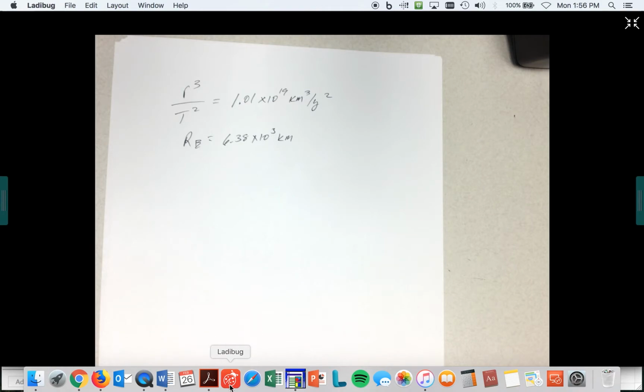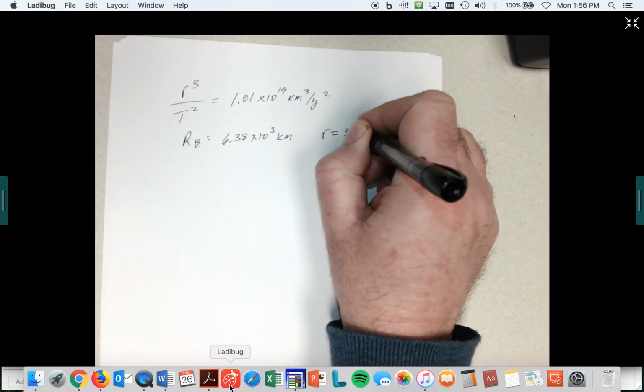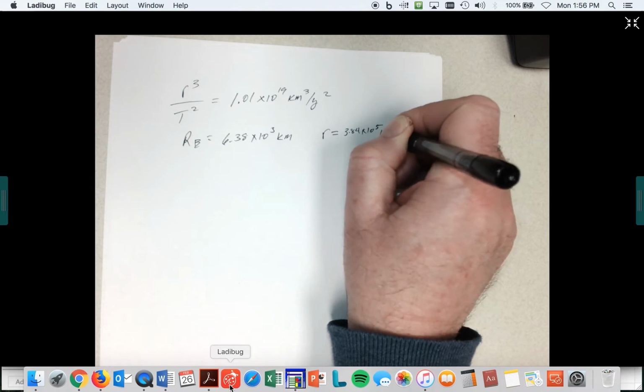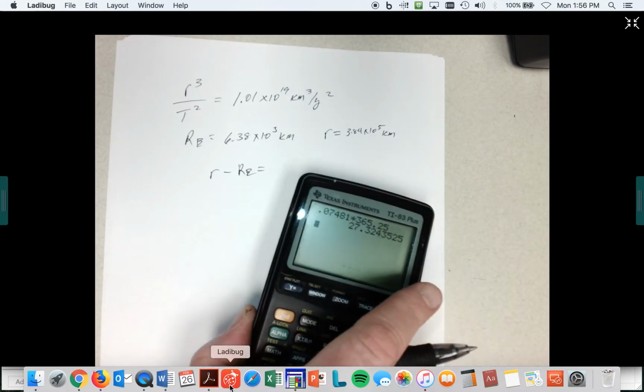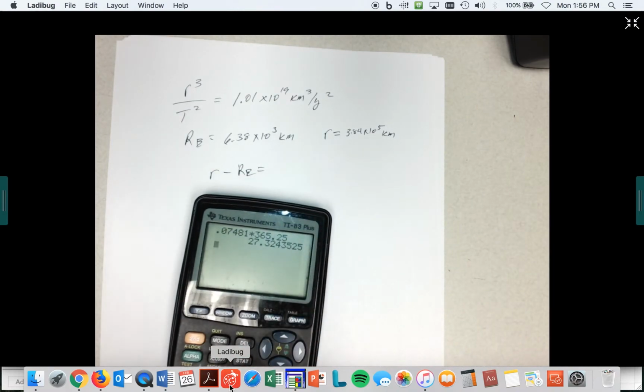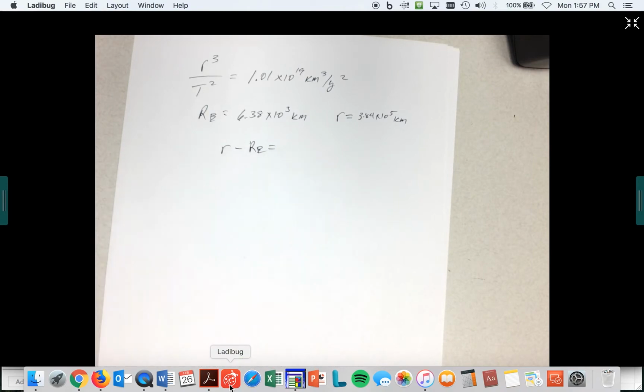Right now the moon's r is equal to 3.84 times 10 to the fifth kilometers. If I take r minus r_E, that's how I get the height of how far away from the surface of the Earth the moon is. I'm kind of giving you a little astro lesson here. So 3.84 times 10 to the fifth minus 6.38 times 10 to the third, and we get 3.77 times 10 to the fifth. Okay, so it's still pretty high.